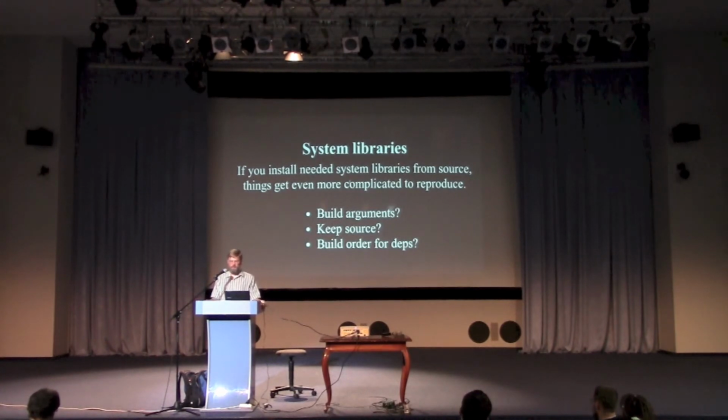Did you keep track of your build arguments? Did you keep the exact source release that you used? And if you had multiple system libraries that needed to be built, did you keep track of the build order for the dependencies so that you're not having to go through trial and error during a maintenance window to install them over and over until they all work?